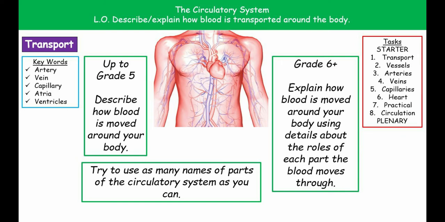Because they're both asking the same thing, they're both asking you to say how blood is moved around the body. The difference is in the detail. So what I want you to try and do is actually explain how blood is moved around your body and try to include the names of as many parts of the circulatory system as you can and details about what any of those parts do as the blood is moving around the body. So I'm going to give you about 4 minutes to have a go at this, so really think it through and write your answers in your book for me.